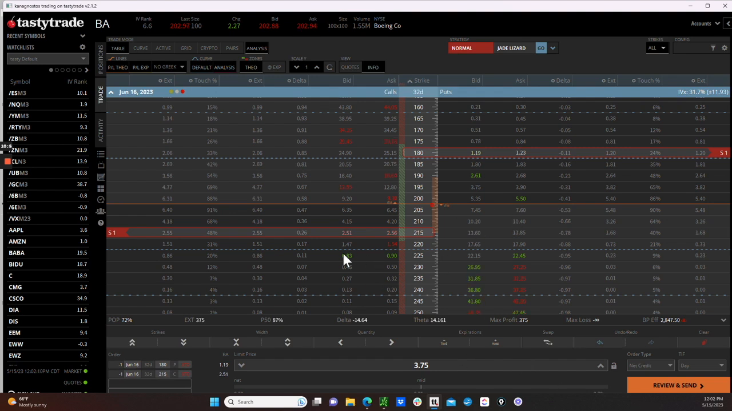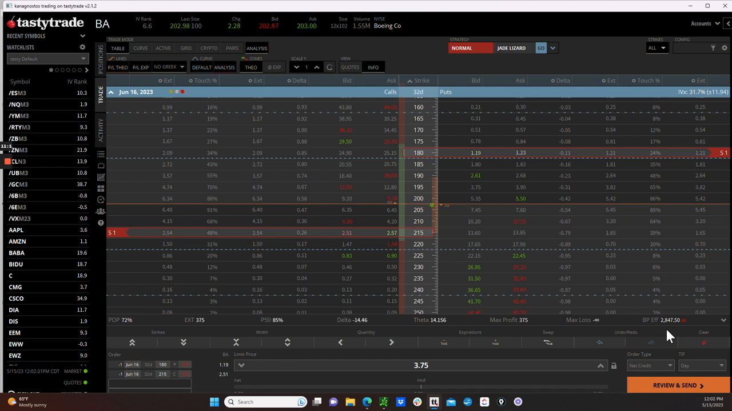So the sale of the 215 out of the money call and the 180 out of the money put, this setup right here, is a strangle. It uses just over $2,800 of buying power. If you're comfortable with that, then that's your trade. If you want to define your risk and use less buying power, then we'll do the iron condor.